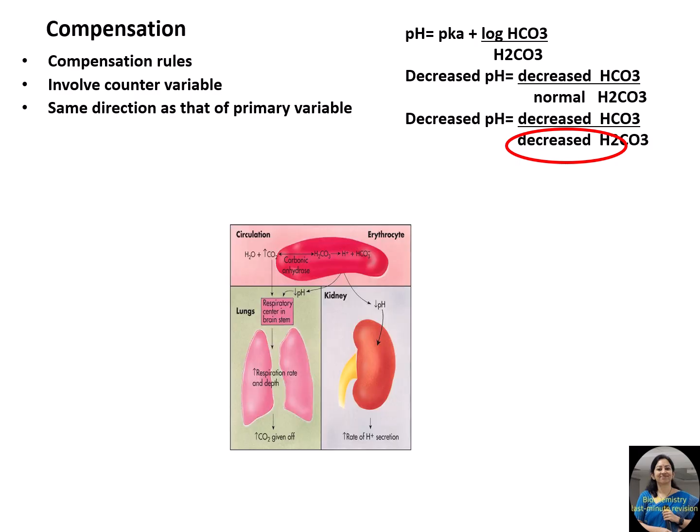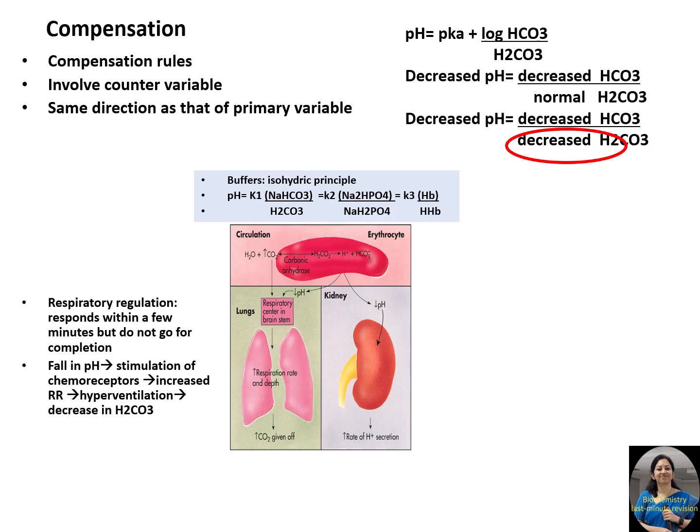When metabolic acidosis sets in, all three mechanisms of regulation of pH come into the picture. The first one is the blood buffers. They will not go to completion because they are capable of resisting the change in pH only to a minimal extent. The second line of defense is the lungs. If the lungs are functioning properly, the fall in pH stimulates the chemoreceptors, resulting in hyperventilation and decrease in carbonic acid. This respiratory regulation responds within a few minutes but does not go to completion.